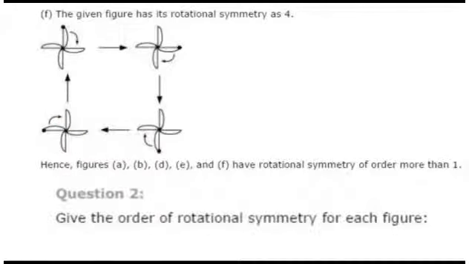So from this question we have seen that A, B, D, E, F have rotational symmetry of order more than 1. That means 2, 3, 4, like that, more than one.